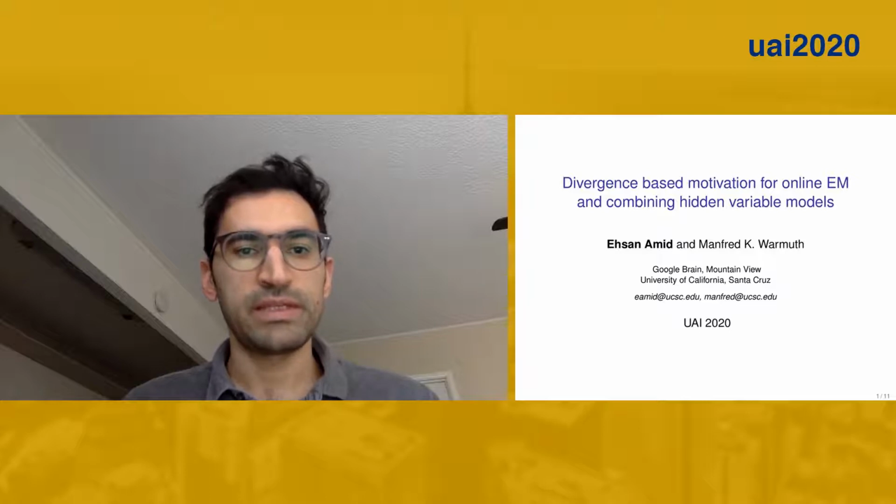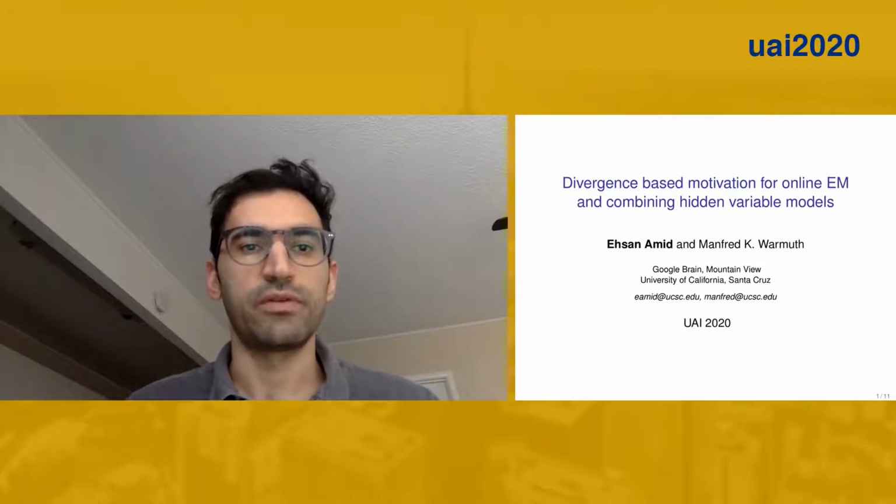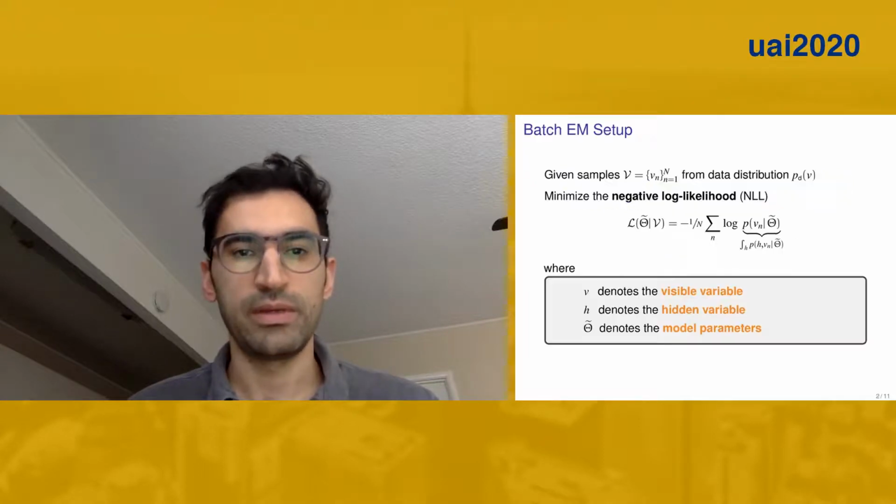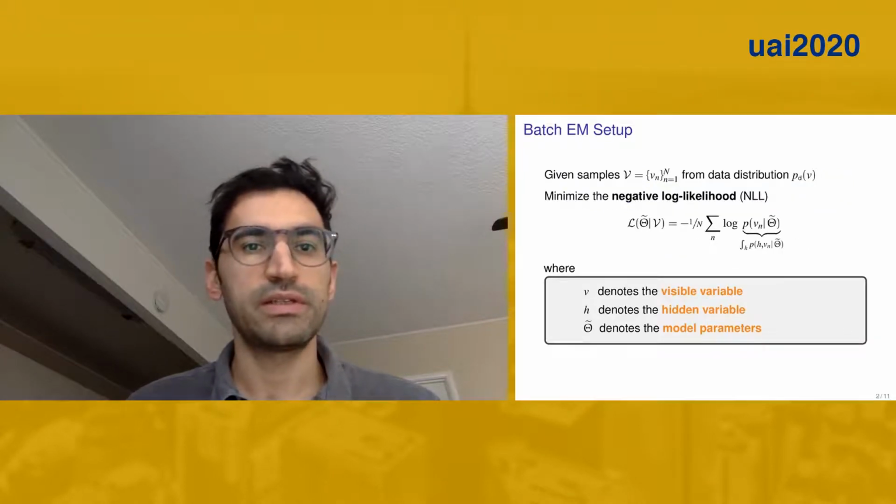Hi, my name is Ehsan, and I'm going to present our paper, Divergence-Based Motivation for Online EM and Combining Hidden Variable Models. This is joint work with Manfred Warmuth, done at Google Brain, Mountain View, California. Let's first consider the setup.